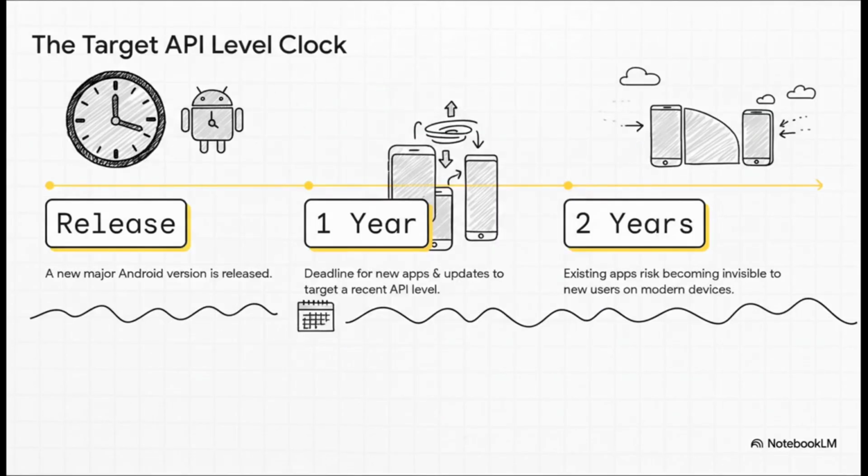So how does this actually work? Well, it's basically a ticking clock. When a new Android version is released, the countdown begins. Any new apps or any updates to existing apps have 1 year to meet the new API level requirement.